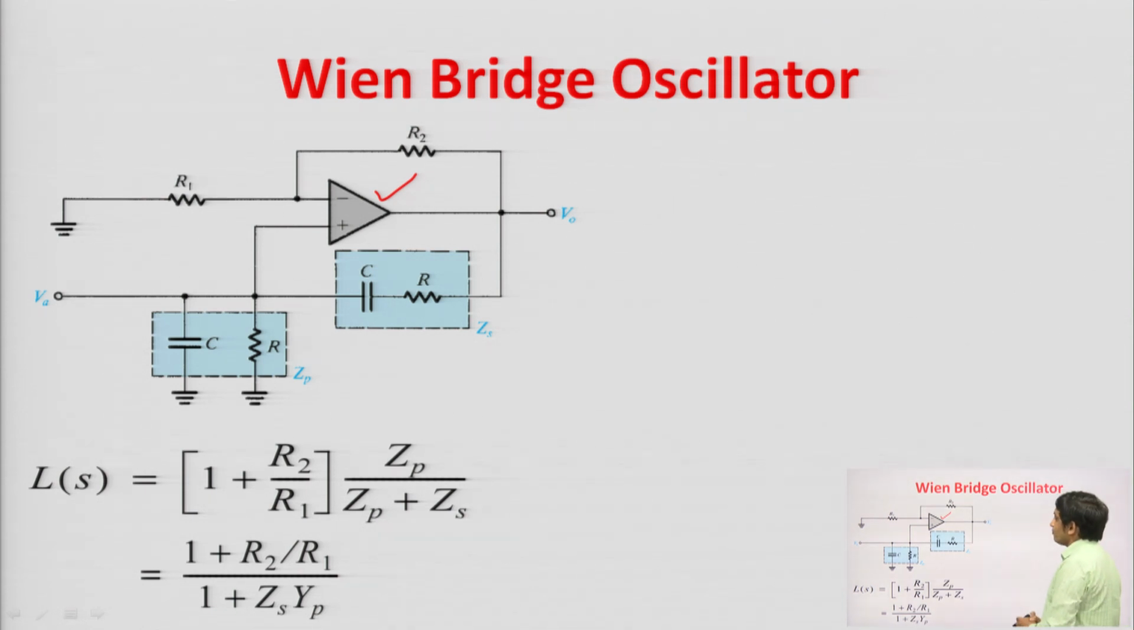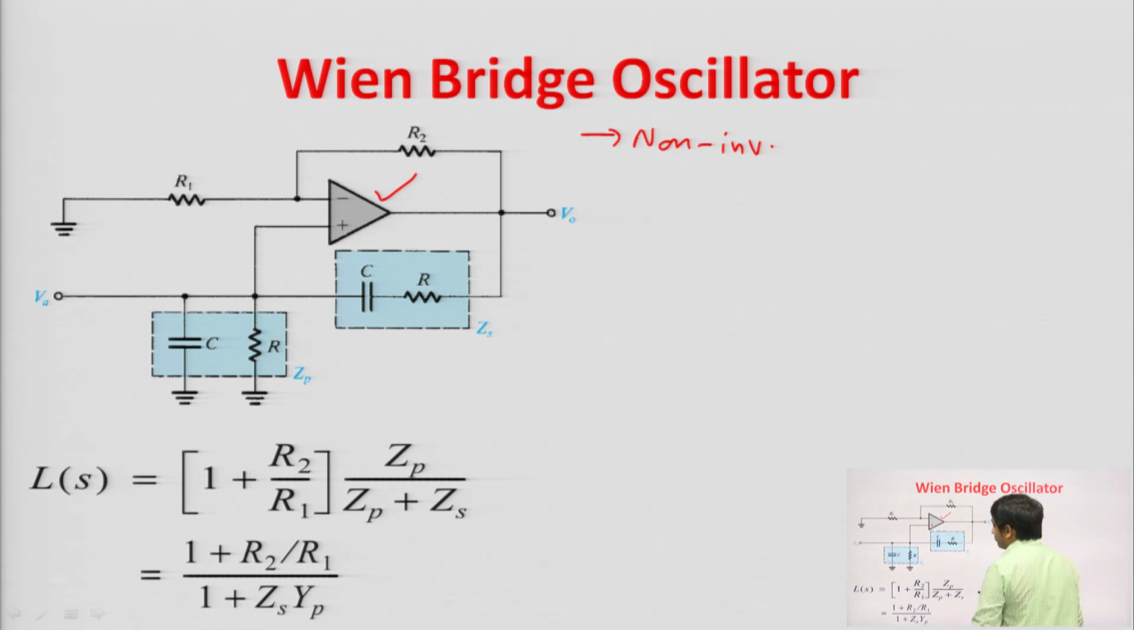So, in the Wien bridge oscillator, the first point is that we have used the non-inverting configuration of the op amp. Non-inverting means this amplifier is not giving any phase shift. It means that we need to ensure that the feedback network should not give any further phase shift. By doing this, the total phase shift around the loop will be 0 degree or 360 degree.